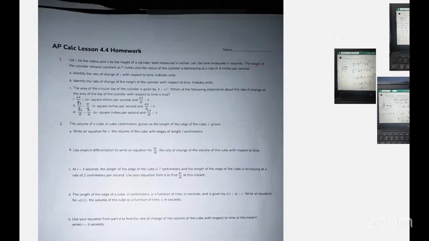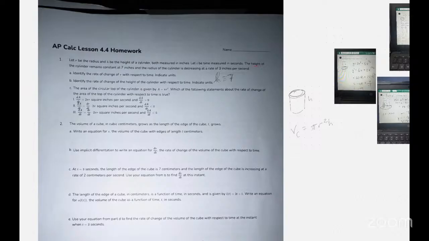Yeah, what are we talking about? A cylinder? A cylinder is just going to be, are we talking volume here? Yeah, so the volume of a cylinder is the area of the circle, so pi r squared, and then you multiply it by the height. Yep. So 7. And the radius of the cylinder is decreasing at 3 inches per second. So what should I write for the radius of the cylinder?